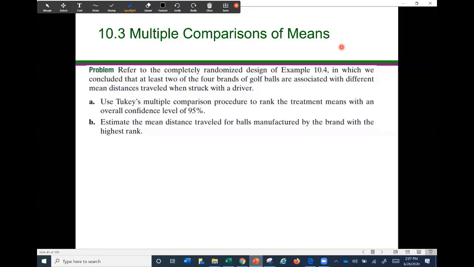In this problem, we are going to use a 95% confidence level to construct the confidence intervals for all differences, since we obtained in the previous problem that at least 2 of these brands differ from the others. In order to compare all of these means, we are going to construct the confidence interval of all pair differences. Then after that, we are going to reach our conclusion.